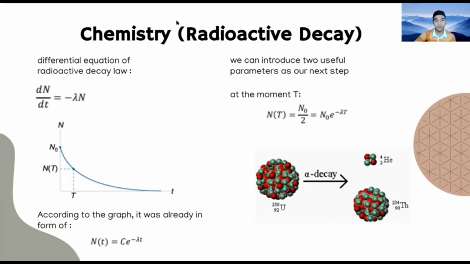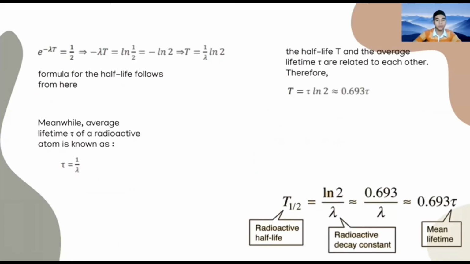Therefore, at the moment, our t is going to be this equation. So moving on to the next slide. This equation shows step by step how to obtain the half-life, the overall formula. And meanwhile, the average lifetime tau of a radioactive atom is known as tau equals 1 over lambda.